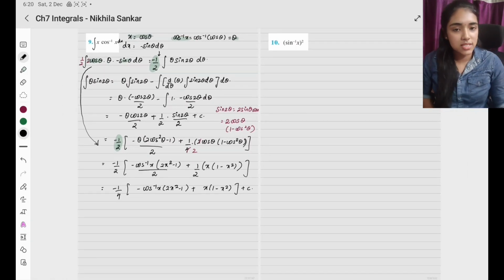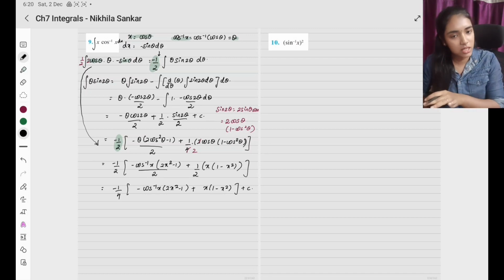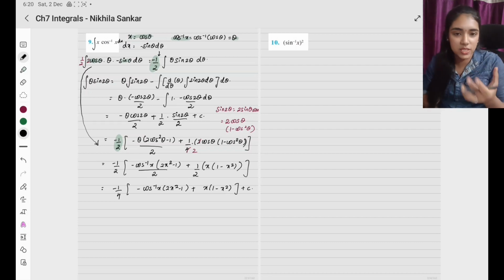With sin inverse or cos inverse, you know that the denominator has a root function, so it is better to substitute using theta. If it is tan inverse, you don't have a root in the denominator. If there is no square root, you can directly solve using x and tan inverse of x. But whenever you have a root, it's better to do the substitution with theta.